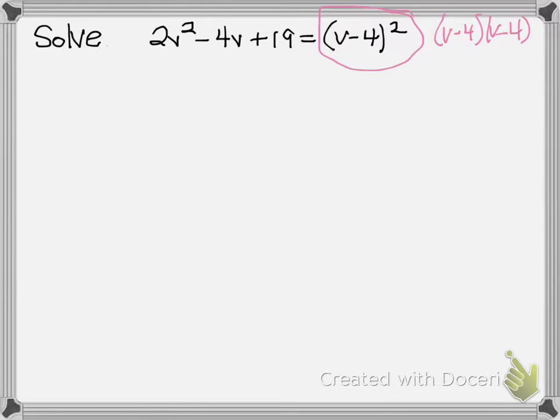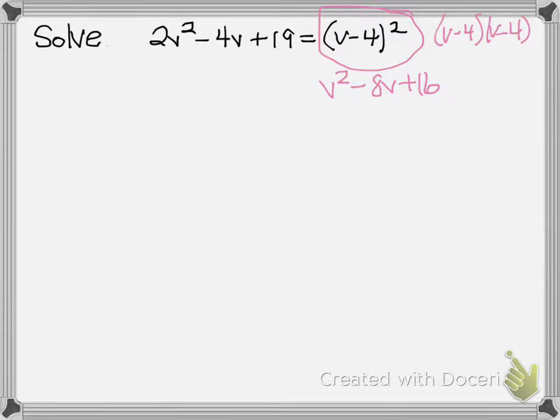I kind of agree. Is it v squared minus 8v plus 16? V squared, tell me the middle term? Minus 8v plus 16. That's perfect. So it's v squared minus 8v plus 16. That's exactly right. Okay, so that would be your first step.